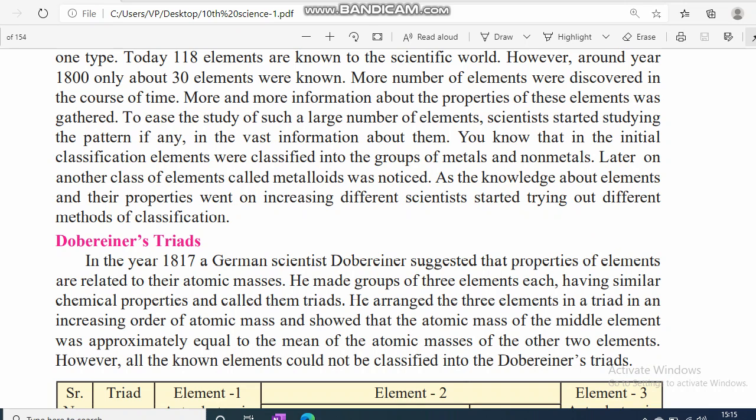You know that initially elements were classified into two groups, metals and non-metals. Later on, another class of elements called metalloids was noticed as knowledge about elements and their properties increased. Different scientists tried different methods of classification. The first scientist who tried to classify elements was Dobereiner. Dobereiner made groups of three elements, and therefore his work is known as Dobereiner's triads, in the year 1817.